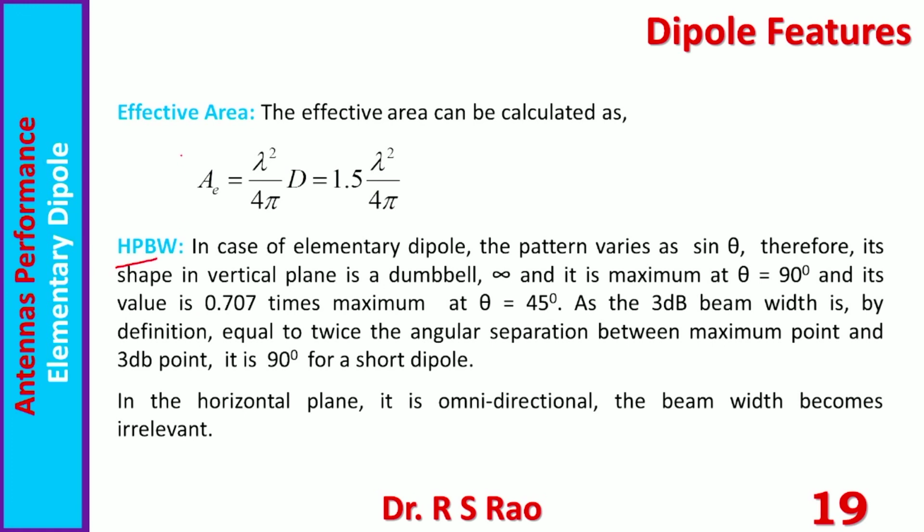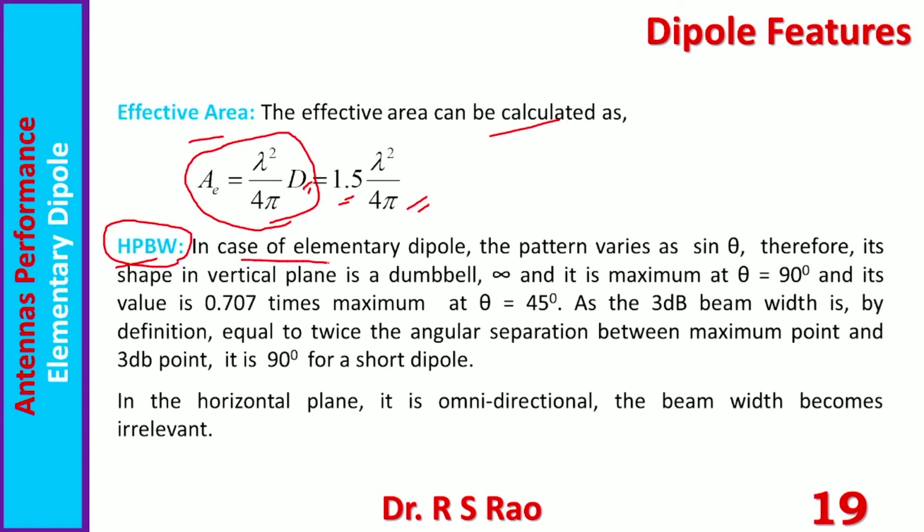Then effective area. Effective area can be calculated using the fundamental relation AE is equal to lambda square by 4 pi into D. D is known to us, it is 1.5. Simple substitution gives us AE as 1.5 lambda square by 4 pi.